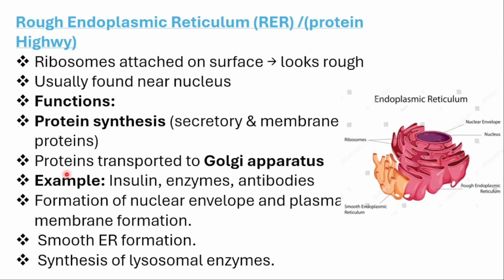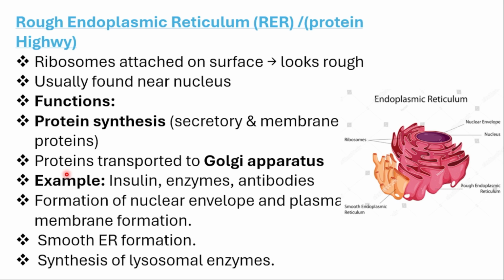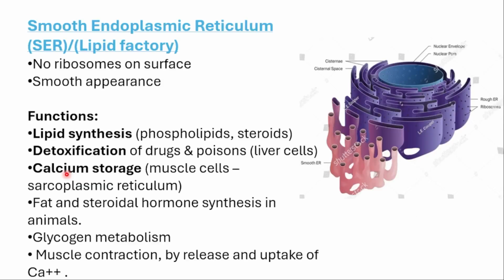What about RER? Main function, protein synthesis, and after that it is going to be transported to what? Golgi apparatus, and it forms SER and synthesizes the lysosomal enzymes. That's it. Here the main functions to keep in mind are protein synthesis and synthesis of lysosomal enzymes.